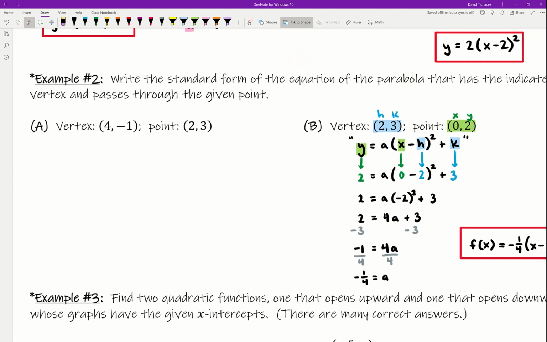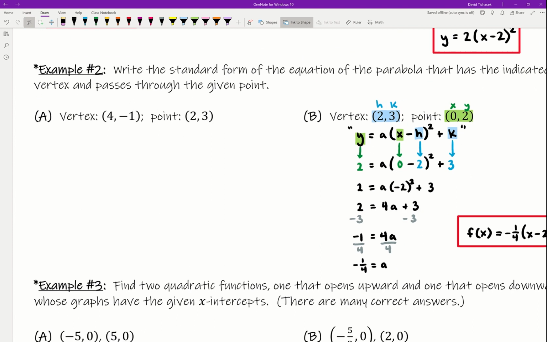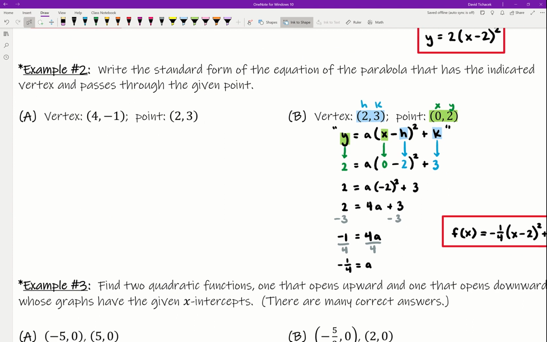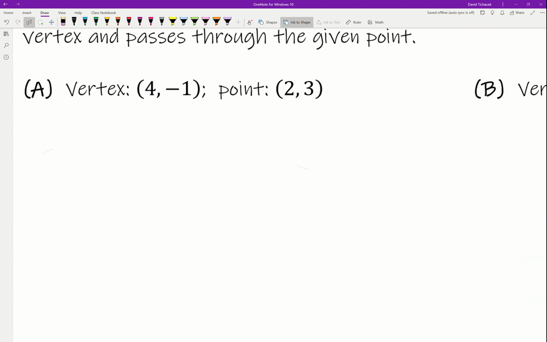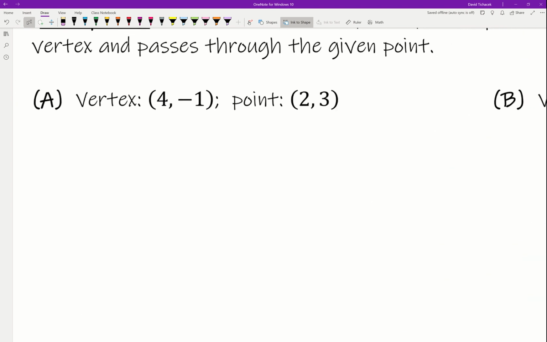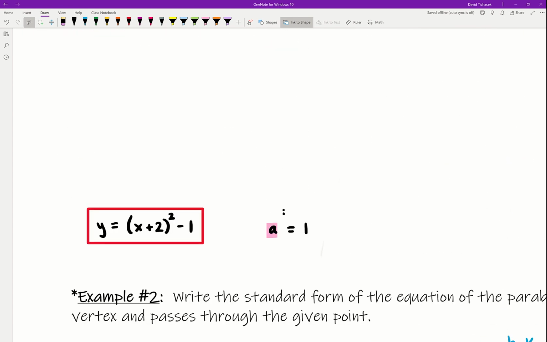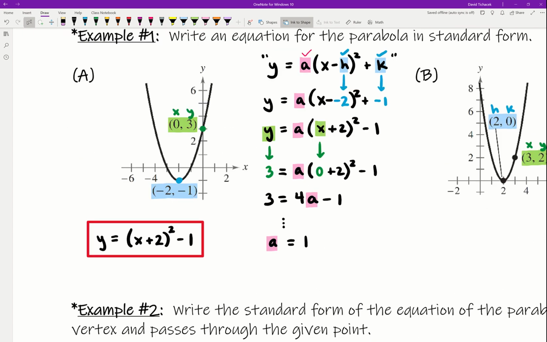Okay, so here in example 2, it's going to say in the directions, write the standard form of the equation of the parabola that has the indicated vertex and passes through the given point. So you'll notice now that I'm just going to go ahead and write out on the page what the coordinates of the vertex are and the coordinates of a point. And if you think about it real quick, this is basically literally the exact same question as our previous examples, except now I'm giving you your information in a different way.